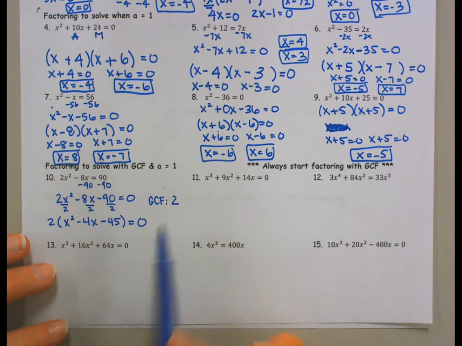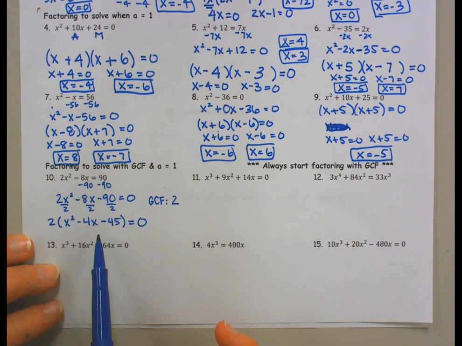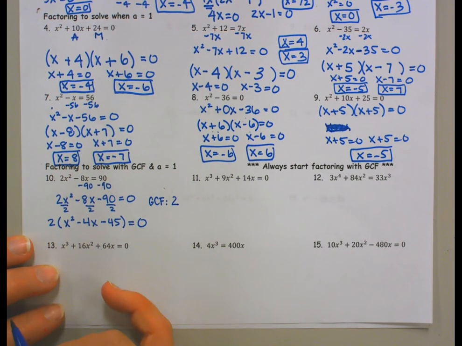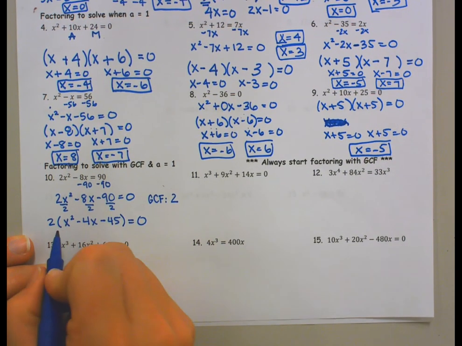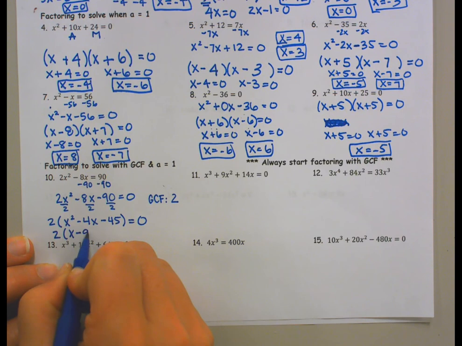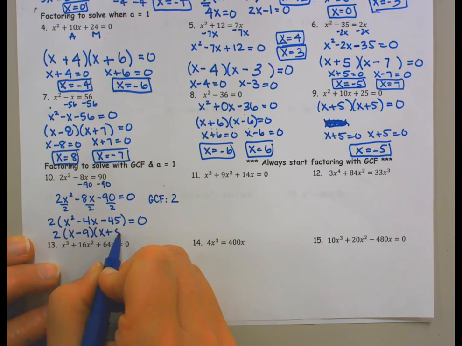And now I can factor x squared minus 4x minus 45. So what multiplies to give me negative 45 and adds to give me negative 4? That would be x minus 9 and x plus 5.